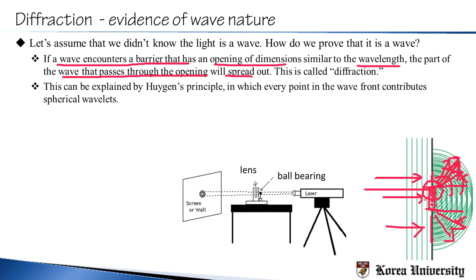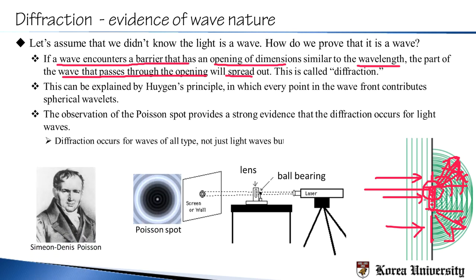And this is called diffraction. According to the Huygens principle, this diffraction is strong evidence that this particular phenomenon is due to the wave. And this figure actually shows you something called the Poisson spot.